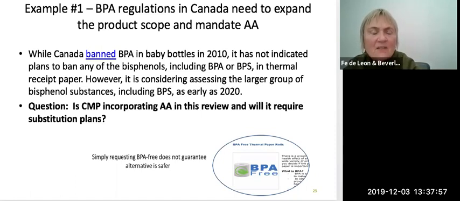We understand that Canada is considering assessing the larger group of bisphenols, including BPS, which was an unfortunate substitute because it has similar endocrine disrupting properties to BPA. We know they're going to start looking at this as early as 2020, but again, what's the format they're using? Are they going to look at alternatives? Are they going to look at substitution plans? Next one, please.